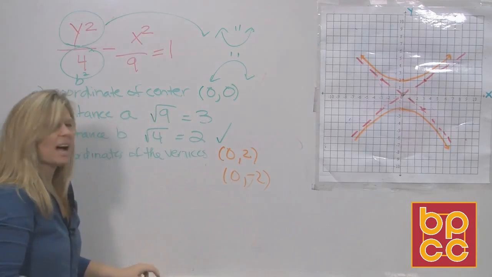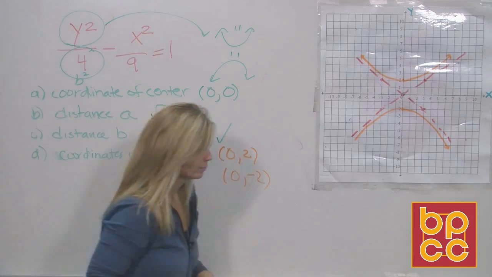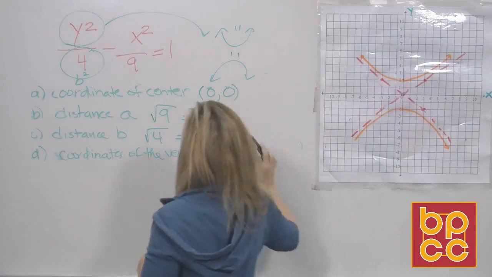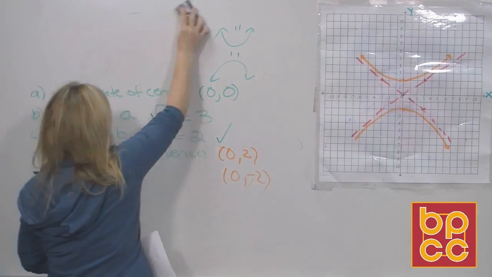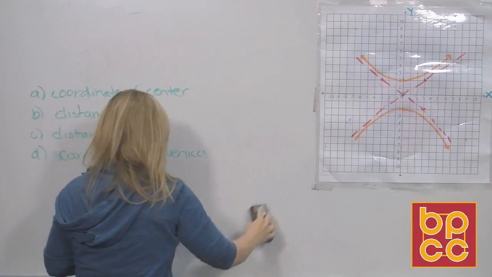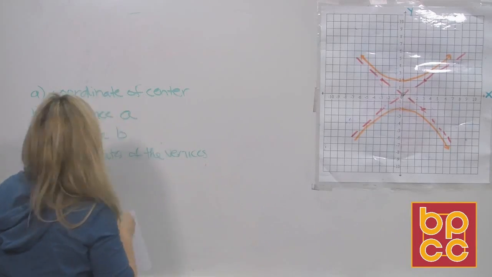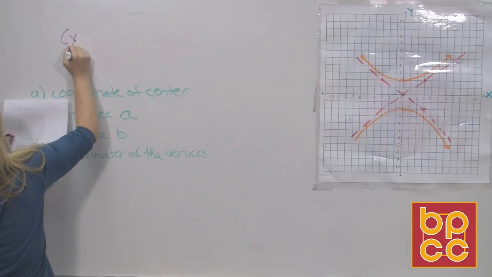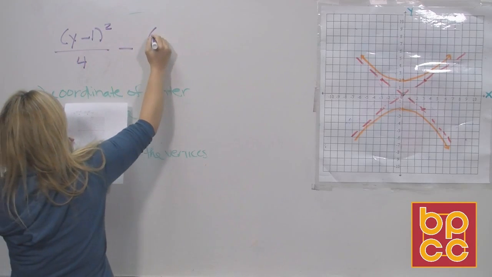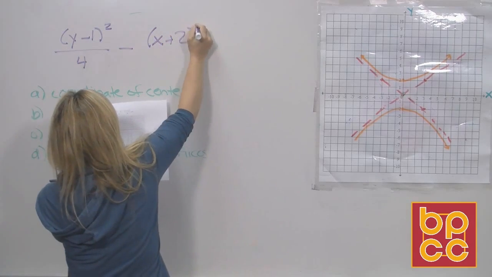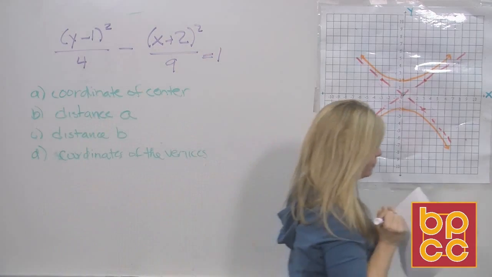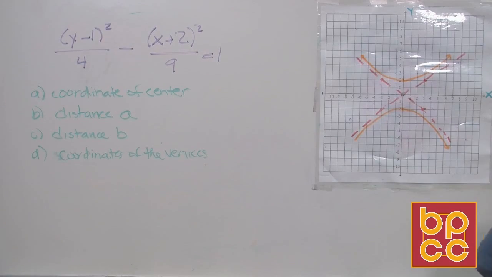Okay? I think we need to try one more, don't you? All right, let me get one more equation for us to try. So let's erase this equation. Erase all our information. All right, so let me give you this equation. Let's see if you understand this. y minus 1 squared over 4 minus x plus 2 squared over 9 equals 1. All right, everybody take a minute, look at that equation.